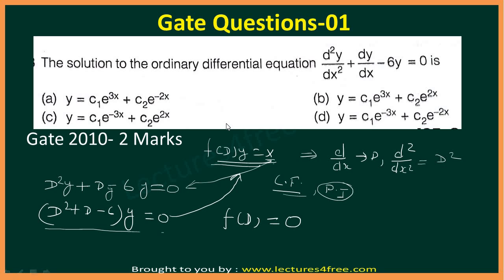Now here you can see option C. In option C you are getting the same terms. So for this question the right answer is C. This question was asked in GATE 2010 for 2 marks. So here you can see this question is very simple for 2 marks, and it was asked in 2010.